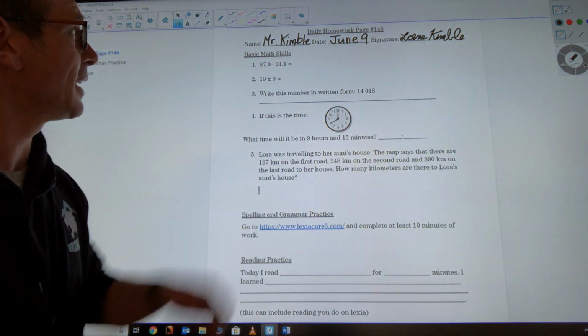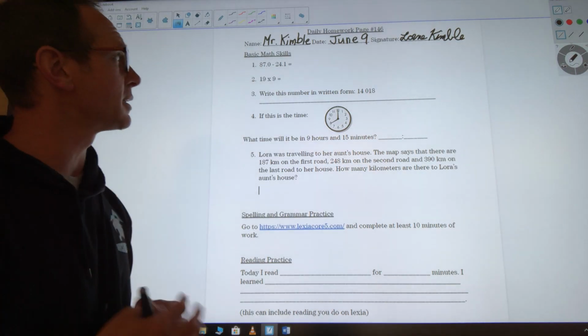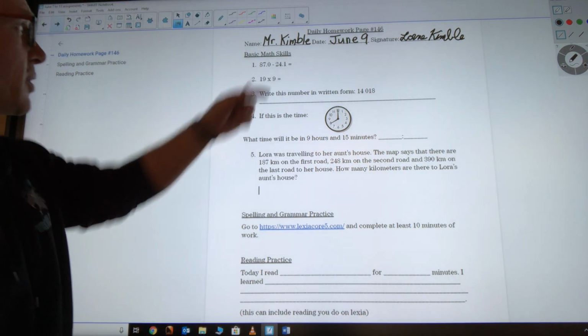Hey guys, I want to look at daily homework page number 146. So I've already put my name, date, and the signature on this page. So let's start with the subtraction question.